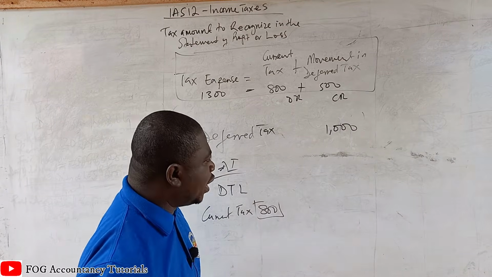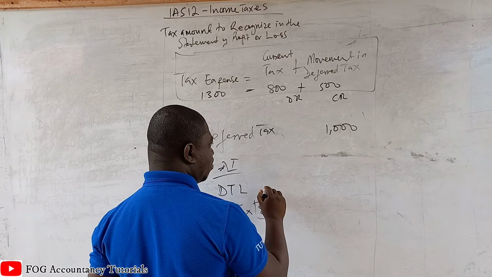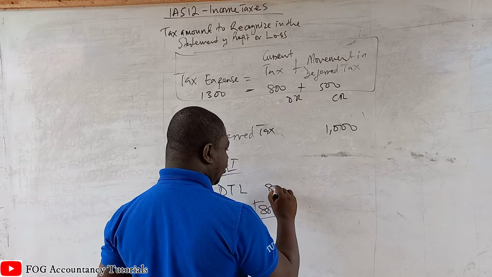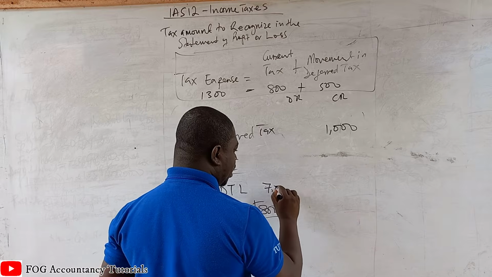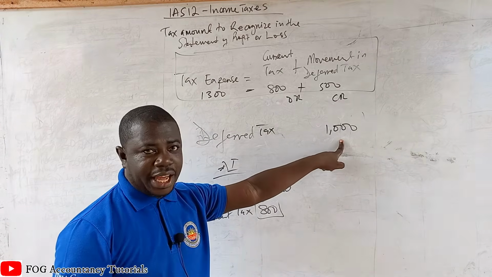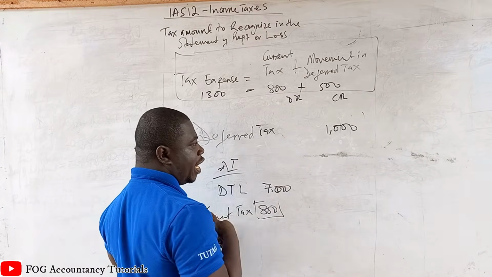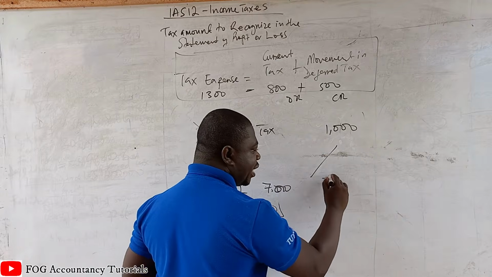Assuming that the deferred tax for this current year was, let's say, 700 Ghana cedis. Then it means that last year's deferred tax liability was 1,000. This year's deferred tax liability is 700. The movement is 300, but it's negative.